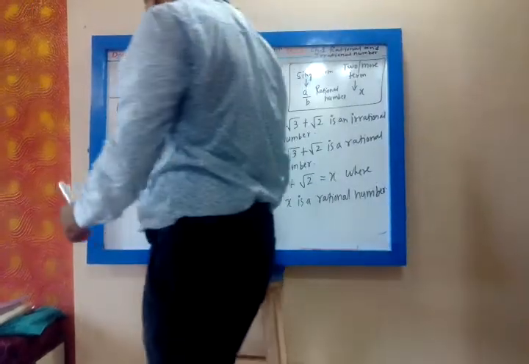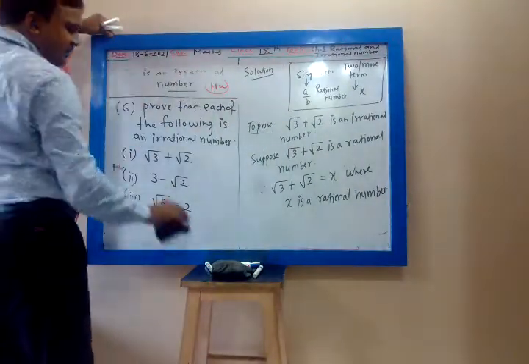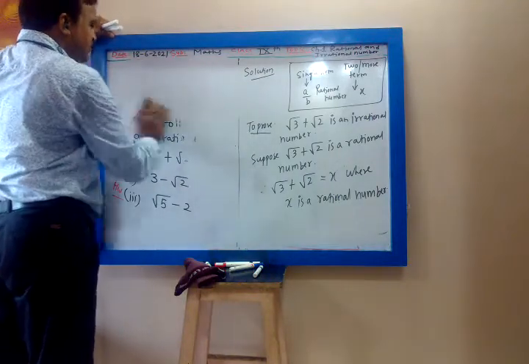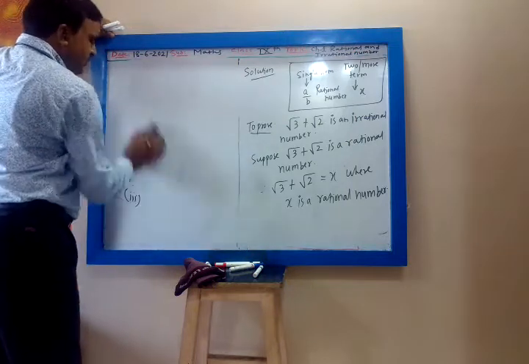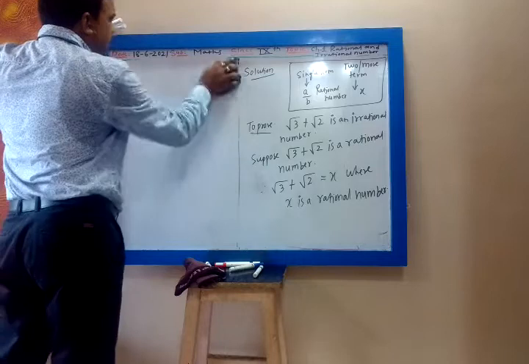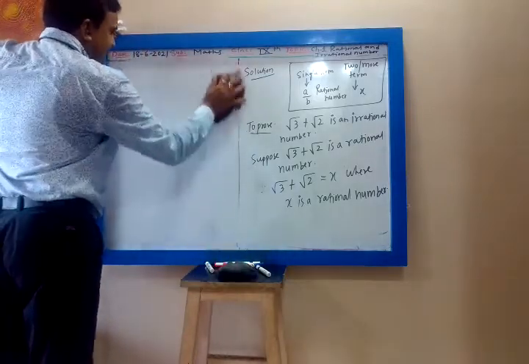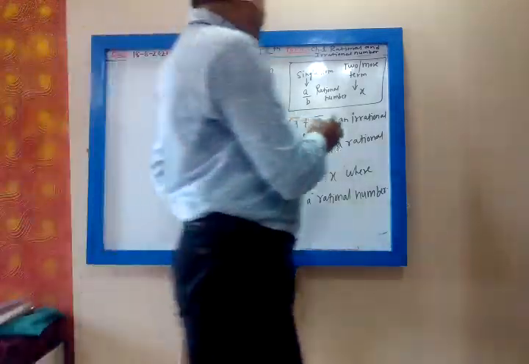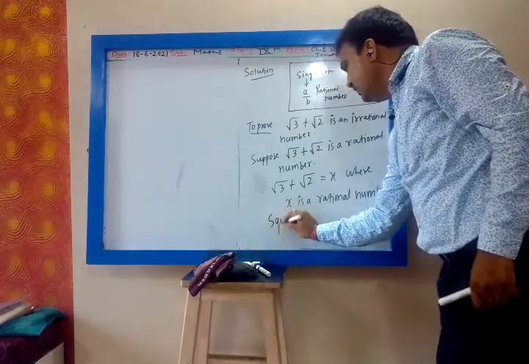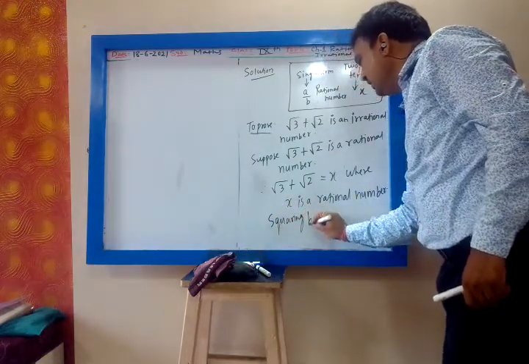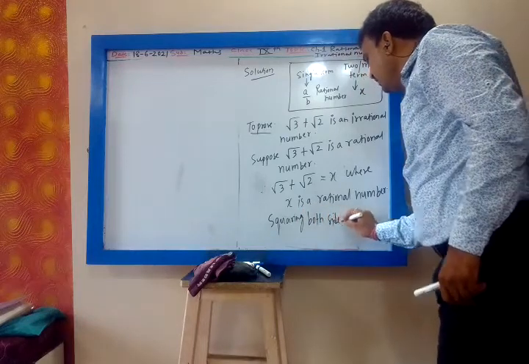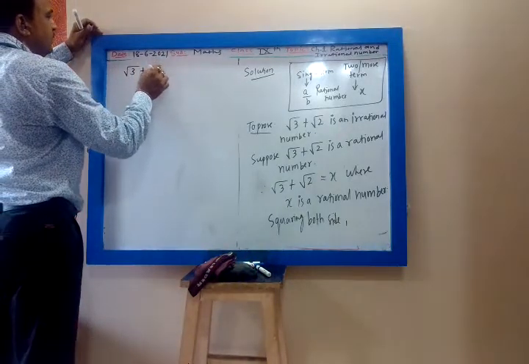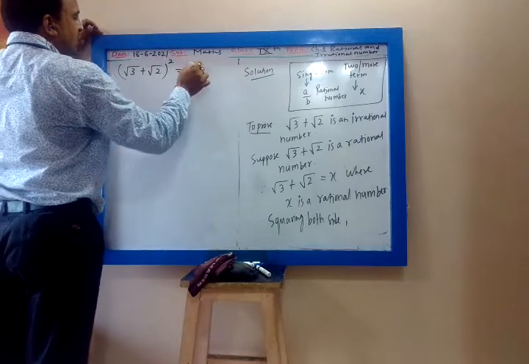Now, what was the second step? For root 3 equal to a by b, the second step was squaring both the sides. In this also, there are two terms, so I have considered my rational number as x. So the next step will be the same, squaring both the sides. So you will get root 3 plus root 2 whole square is equal to x square.